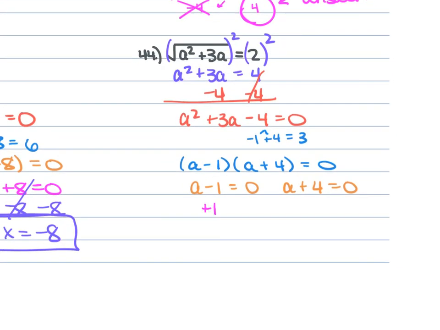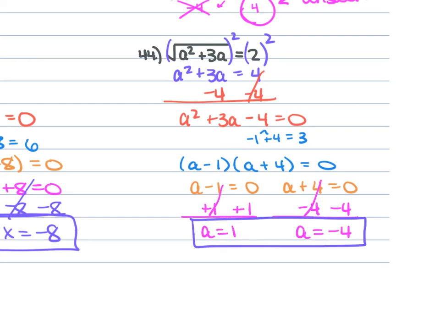We are going to add the 1 to both sides to get a is equal to 1, and subtract the 4 from each side to get a is equal to negative 4. So both of these, again, are our solutions.